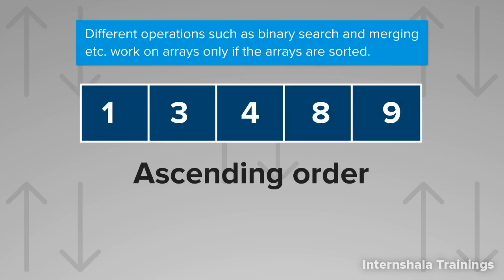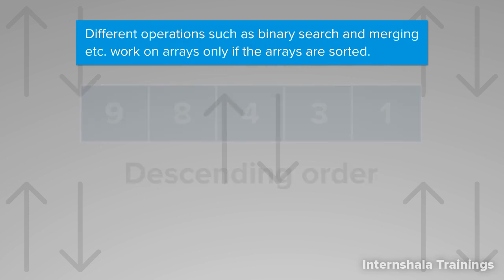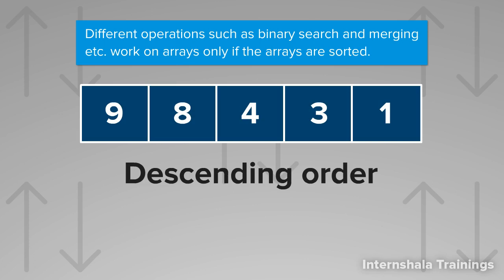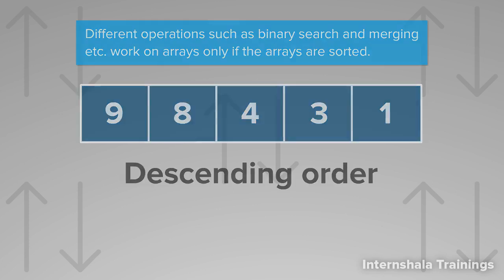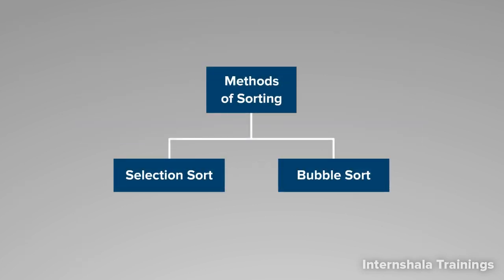For example, the process of binary search, which is a much faster technique of searching, works only if the array is sorted. Further, merging is another operation on arrays, which requires array elements arranged in either ascending or descending order. Now that we have understood how sorting acts as building block for certain array related operations, let's now understand sorting techniques.